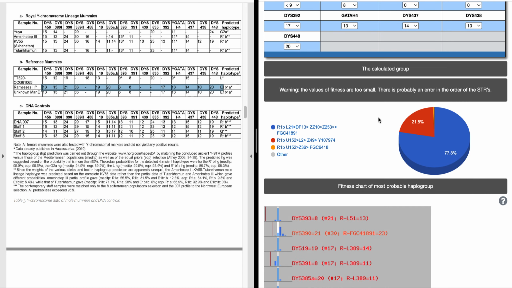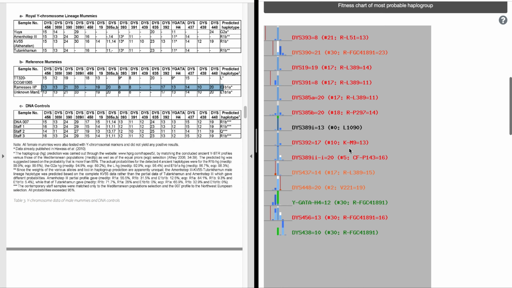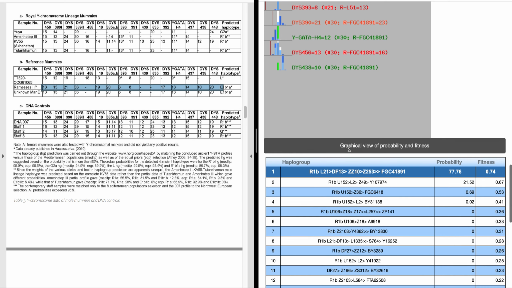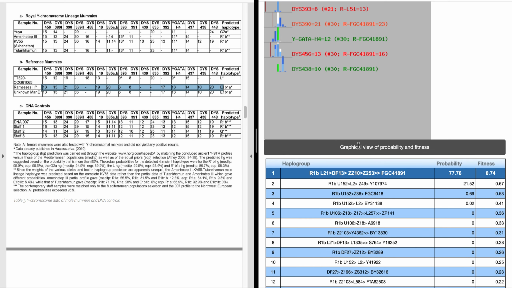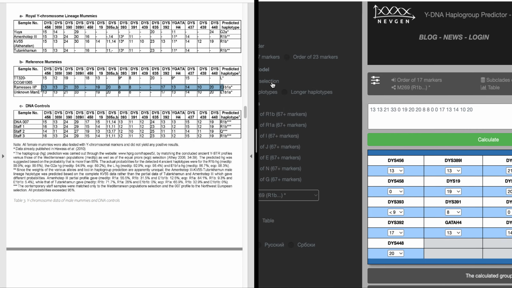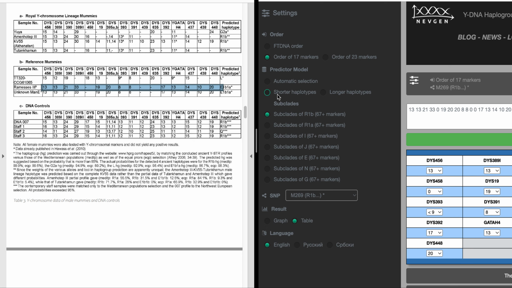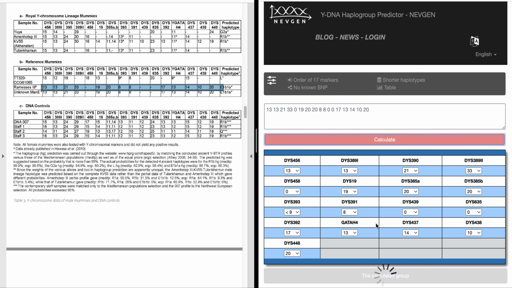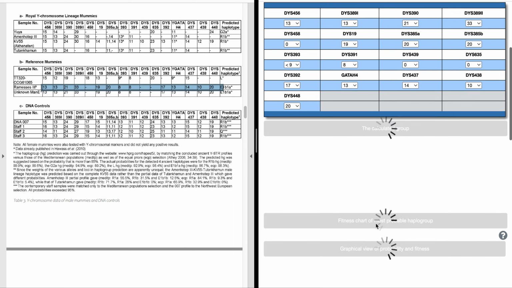All right, let me see if we can get a smaller, if it changes if I just put 269. So it did change, but we still don't have 100%. So we still have that Z253. So it's definitely down to that haplogroup. All right, shorter.